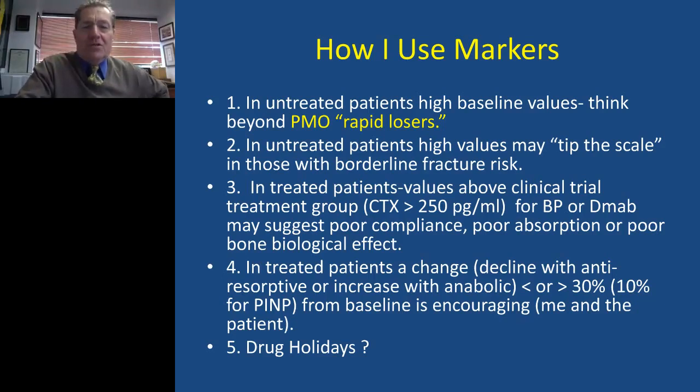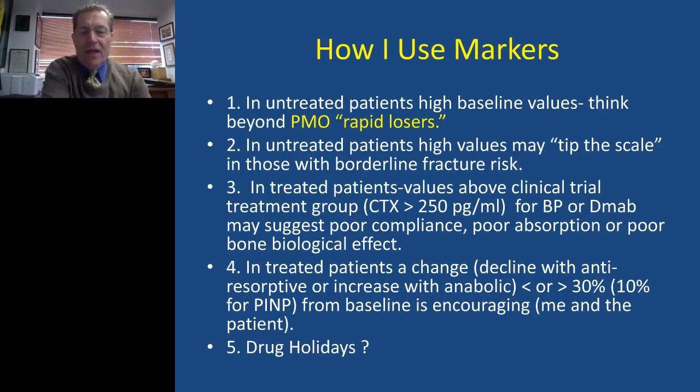Third, in treated patients, particularly patients on anti-resorptive agents such as bisphosphonates, full-dose estrogens, or denosumab, the clinical trial data show that the C-telopeptide, the CTX, which is the bone resorption marker that comes from collagen, the collagen cross-link, above 250 picograms per milliliter should raise some concern about whether or not they're taking the drug, whether compliance is bad, whether they're absorbing it if it's an oral bisphosphonate, or whether there's something else mitigating a bone biological effect.